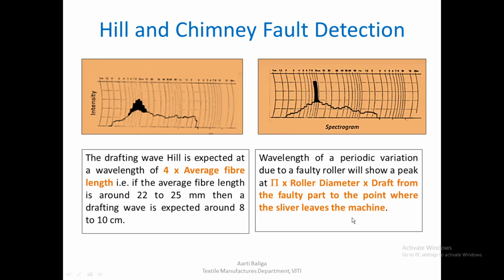For example, in the earlier lecture we discussed that whatever draft is there from the point where the fault originated to the point where you are testing the material, the entire draft applied in that region needs to be considered. Because the faulty roller, once it delivers the faulty material, it will be drafted by the amount of draft applied there, and the output material will show a wavelength equal to pi into roller diameter into the draft. So the wavelength is shown accordingly in your spectrogram.